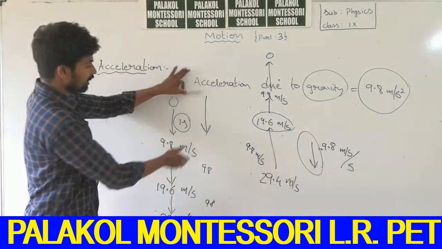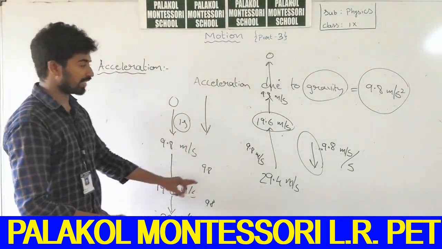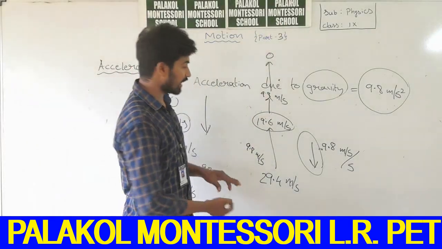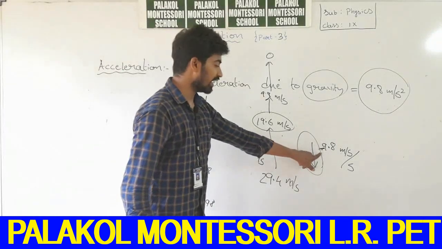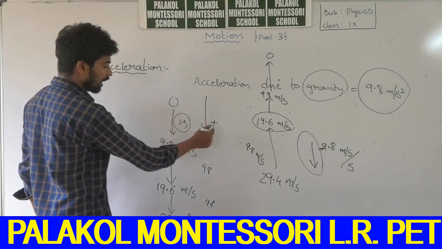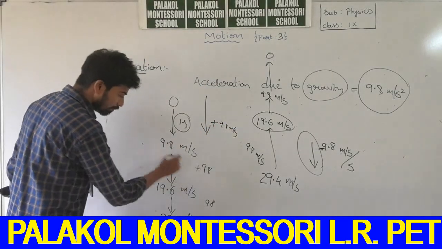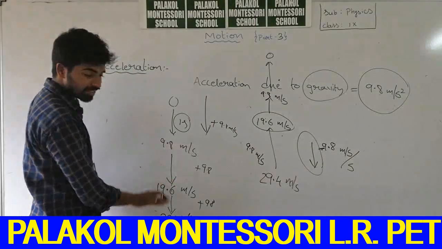In this case, the object is moving in the same direction as gravity. Here the object is moving in the opposite direction of gravity. Hence, here the velocity decreases. So we need to take a minus sign. Here you have taken a plus sign. Initially 0, after that plus 9.8 meters per second, again plus 9.8, again plus 9.8. In this way the speed is increasing.